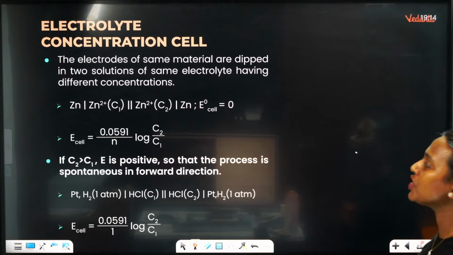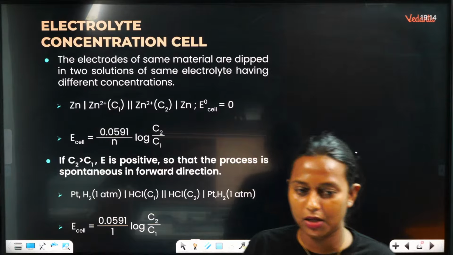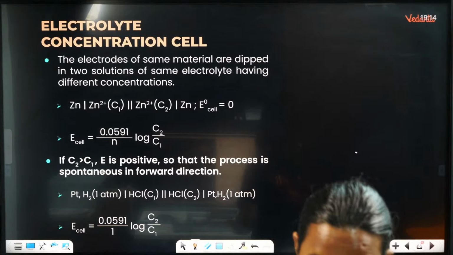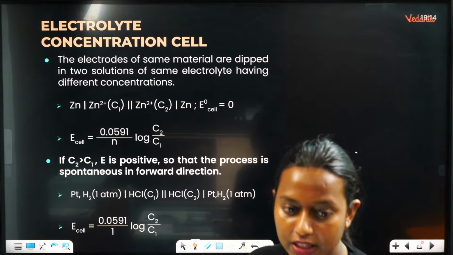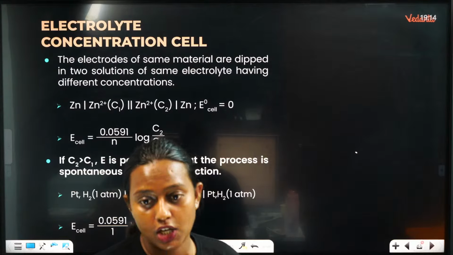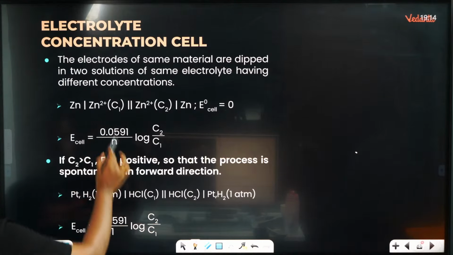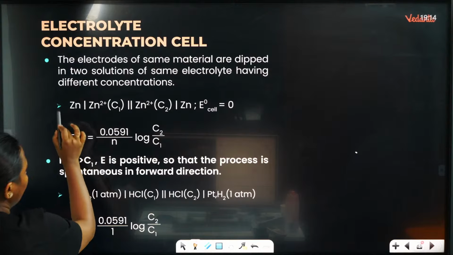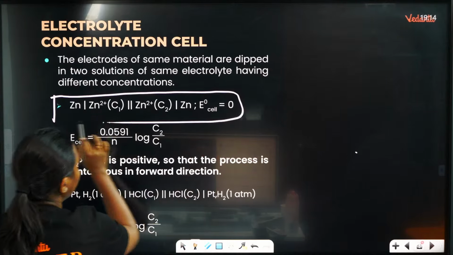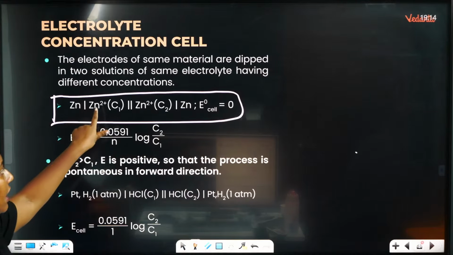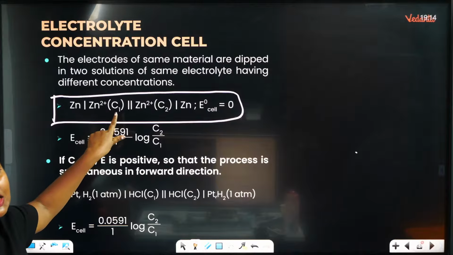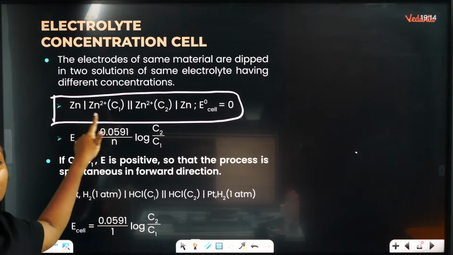Now I will tell you the equation and symbol of the concentration cell, so look carefully. It is the same equation. We are using Zn, which gives Zn2 plus, with concentration C1. They will mention the concentration.